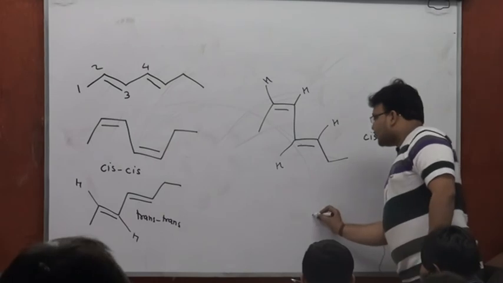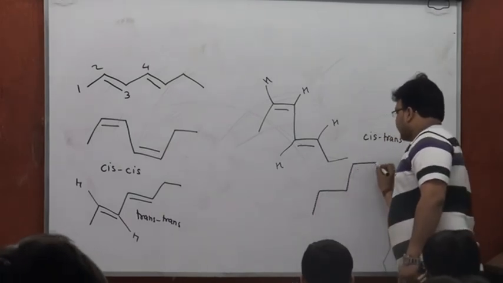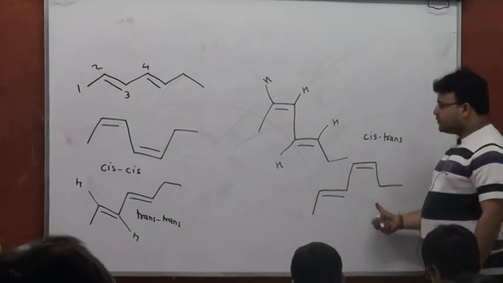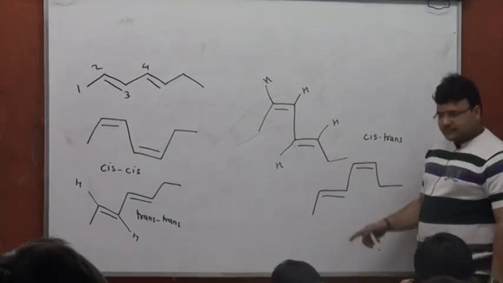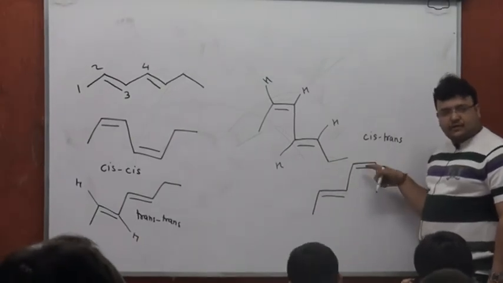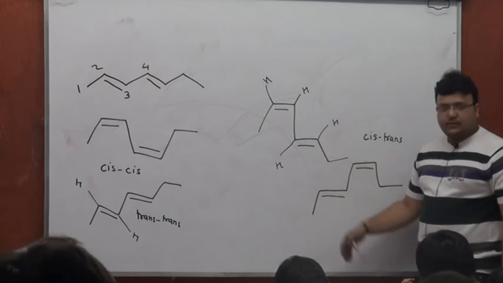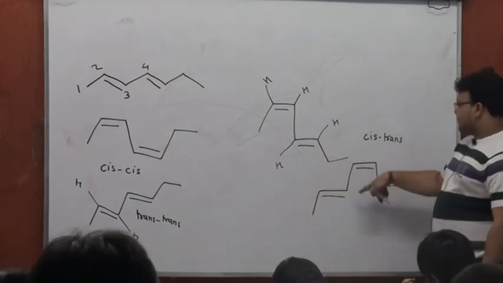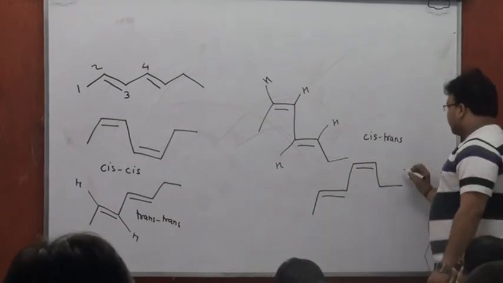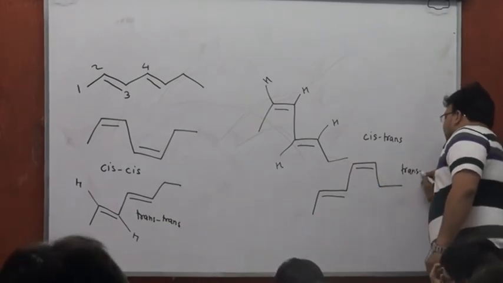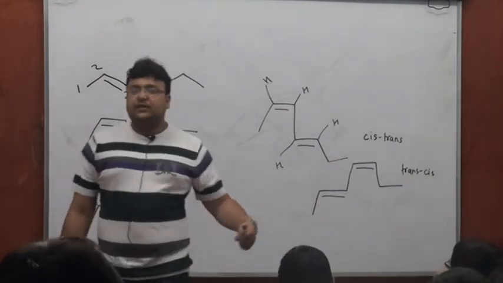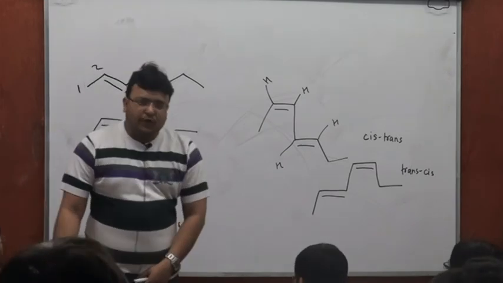And then I could have drawn this. Now name this compound, this structure. It's trans with respect to this pi bond. This above, this below. And this is cis. So around this pi bond it's cis. Around this pi bond it's trans. So this could be called a trans cis isomer. So how many geometrical isomers could I explore? Four.